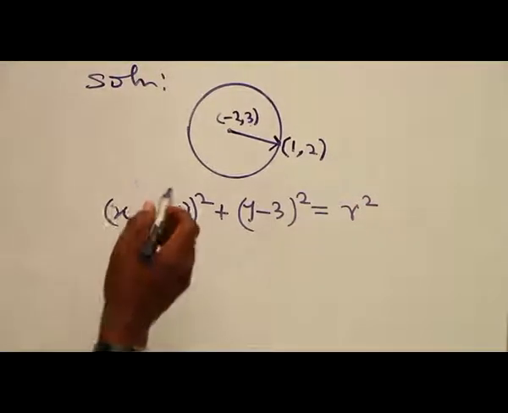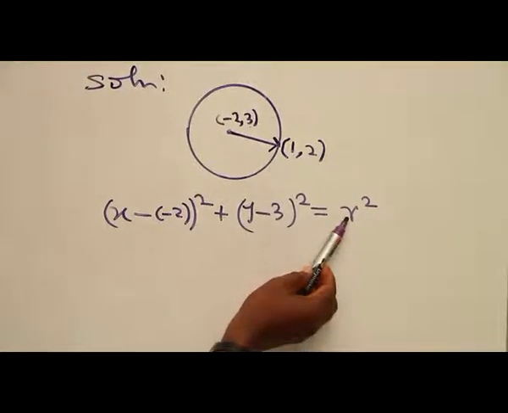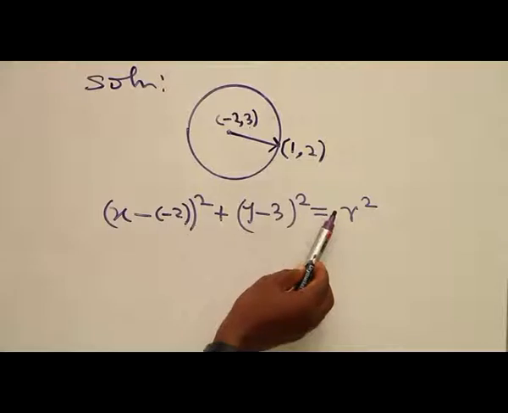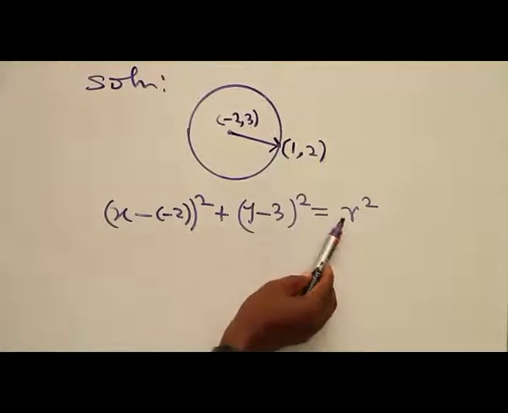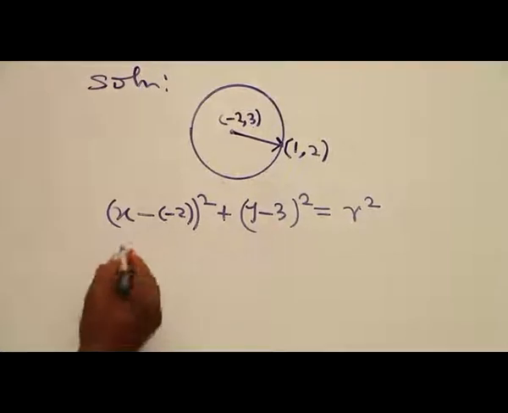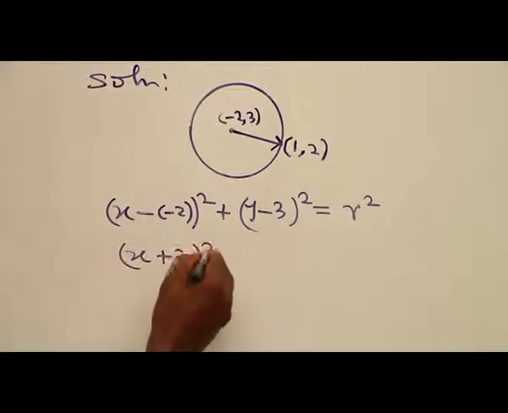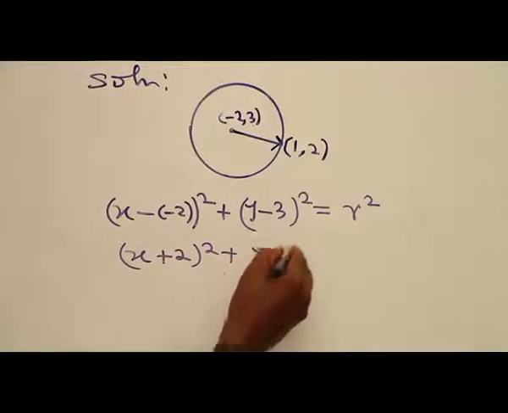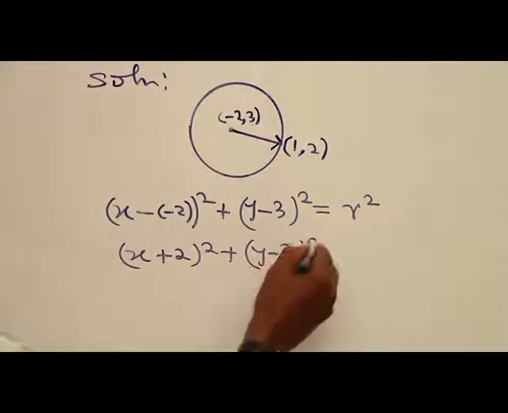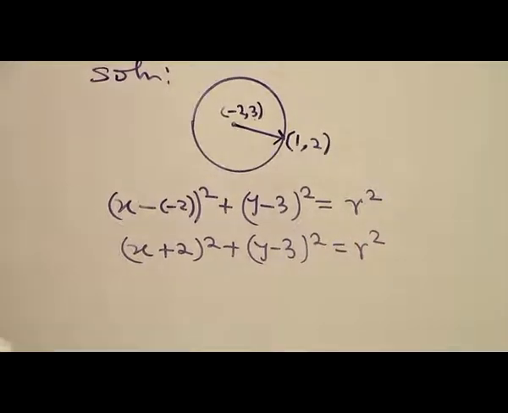Now you will observe clearly here that we don't know the value of r for now, but we will have enough information that will help us to find the value of r. Before then, let's simplify this further to give us x plus 2 all squared plus y minus 3 all squared equal to r squared. Beautiful.